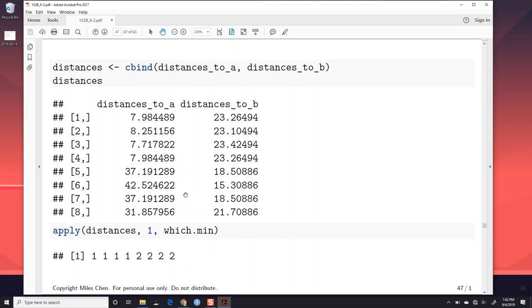But we can get the distances still to this infinite dimensional centroid, which again, we can't picture, we don't even actually know where it is, but we can still calculate the distance to it.